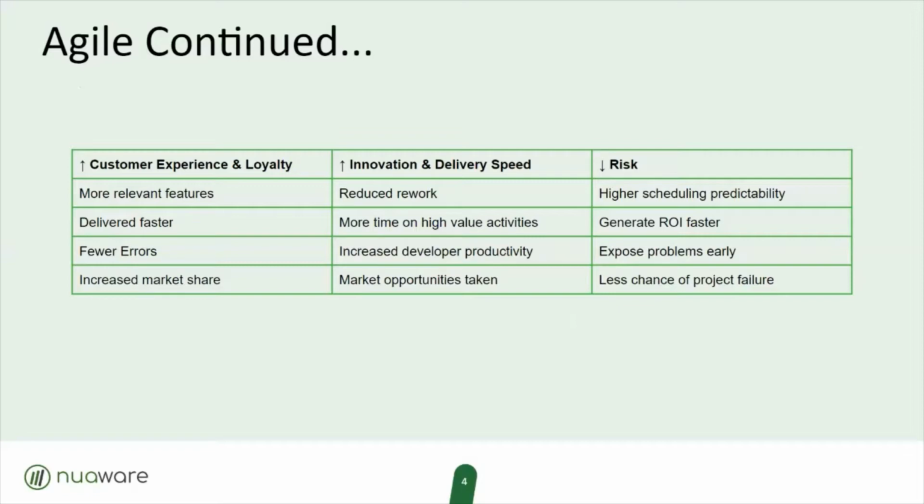Additionally, working in an agile way massively reduces the rework required by developers because you're failing fast. They can spend more time on high value activities. It increases their productivity and actually increases innovation and delivery speed. So you can take opportunities in the market as they arise and become a much more successful company. At the same time, you can do all this with less risk. So there's higher scheduling predictability. You can generate return on investment much faster. You can expose problems early on, and there's much less chance of project failure.